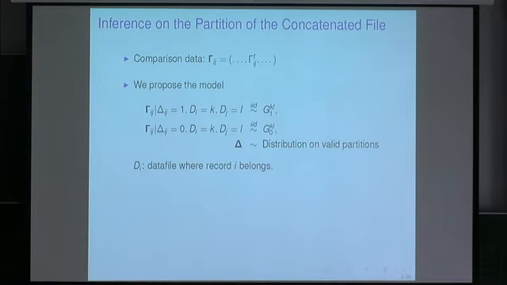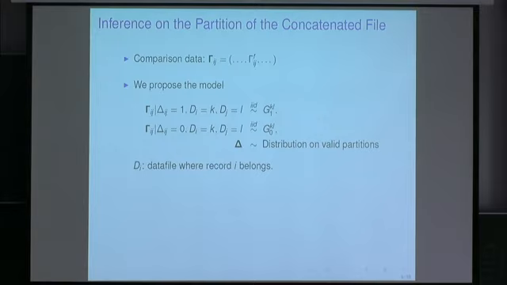So we have the traditional comparison data. We have a vector for each pair of records. Presumably, there's one comparison for each field that the data files have in common. And the model is very similar to a mixture model. We're going to have one distribution for matches, where delta j means that the pair is a match, and one distribution for non-matches. So that's pretty much the same as the traditional mixture model.